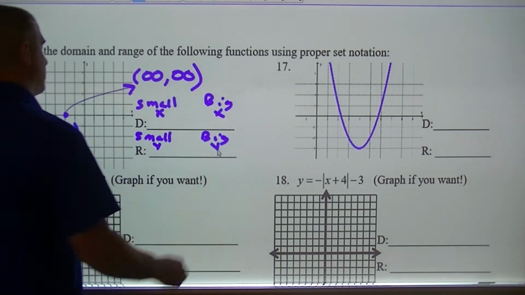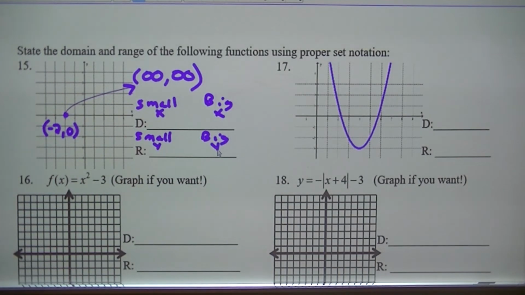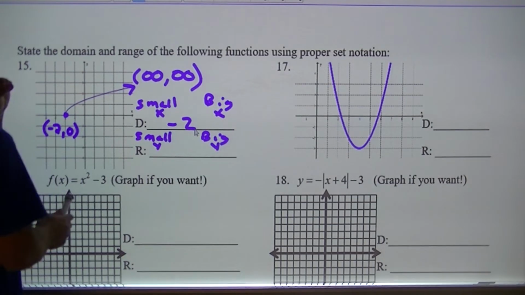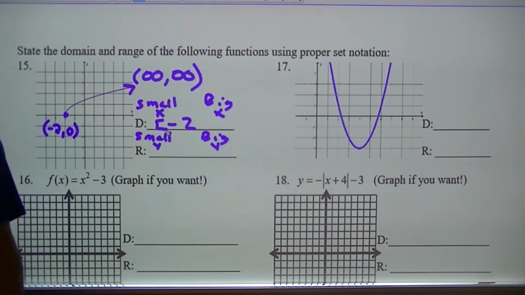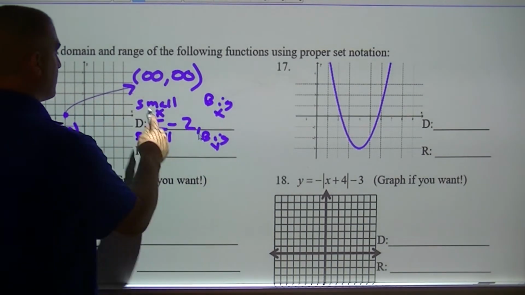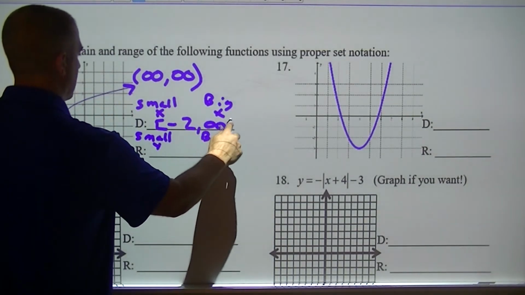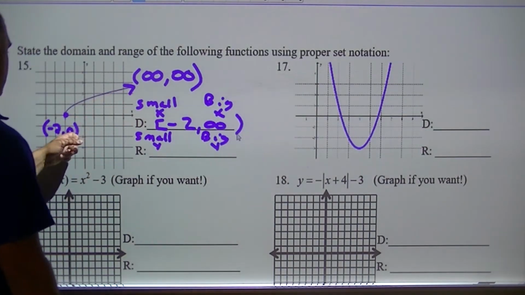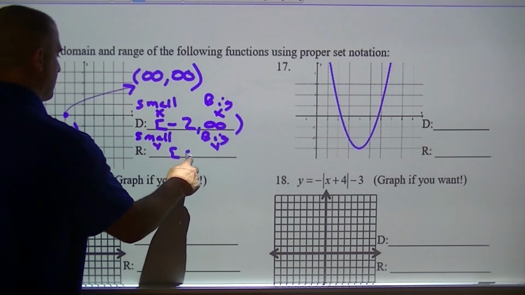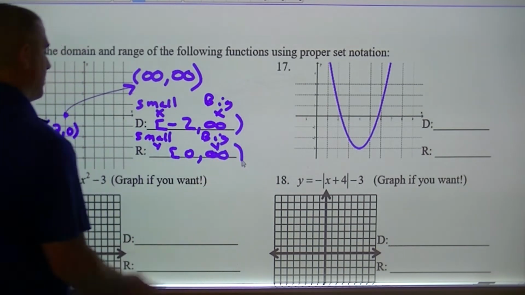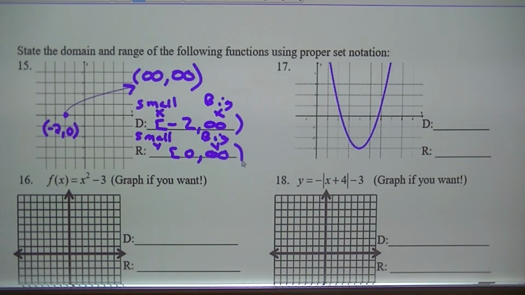Now, when you write these, if it's a closed dot where the point is, like the smallest x value here is negative 2, since that negative 2 is at a closed dot, we're going to use a bracket. It's like a little square bracket. The infinities, the arrows, are always curved brackets. So that would be the domain. The smallest y value would be 0, and since it's there, it would be a bracket, and that would be infinity. So that would be the range.